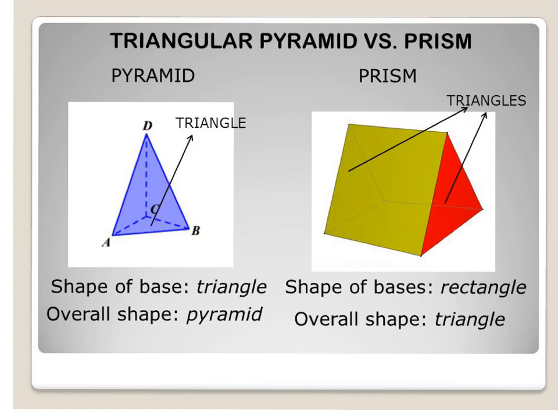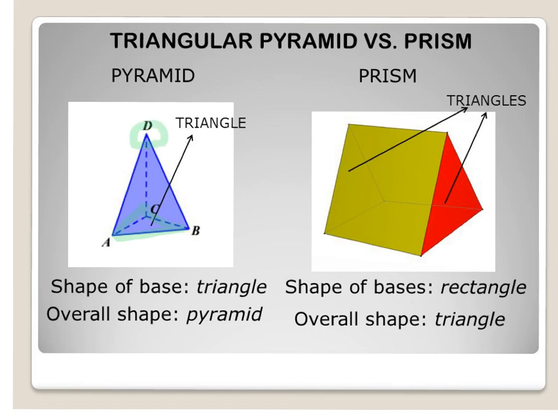Let's take a second and compare and contrast the triangular pyramid versus the prism. In a pyramid, notice how there is only one base. In this case, it is a triangle, but it could be a 4, 5, 6, etc. sided figure. There's only one base, and then the pyramid has a height as well. That is from the tip of that pyramid to the center of the base.